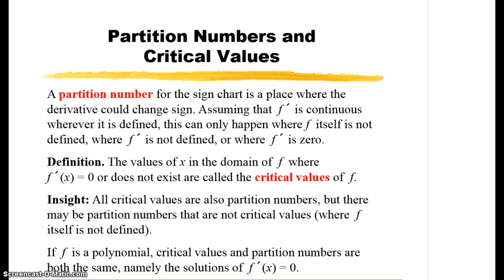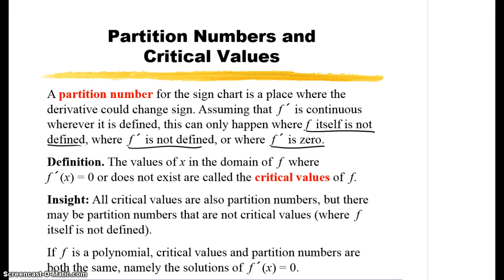Let's talk a little bit about this partition number, negative 3, also known as a critical value. Well, the partition number for the sign chart is a place where the derivative could change sign. Assuming that f prime is continuous wherever it is defined, this can only happen where f itself is not defined, where f prime is not defined, or where f prime is 0. Okay, so those are the cases that we're going to be interested in.